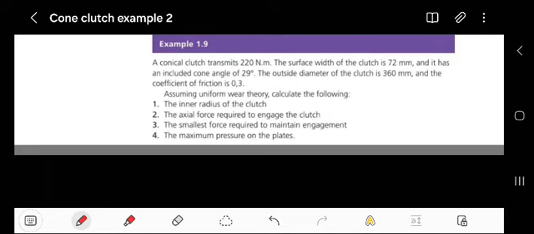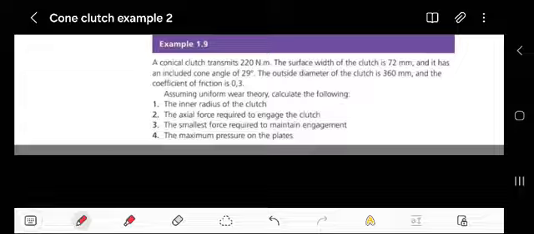Okay, let us indulge in this example. We are given a conical clutch transmitting 220 Newton meter. This is just a torque. Anything that is measured in Newton meter is simply a torque. There is no other thing there.